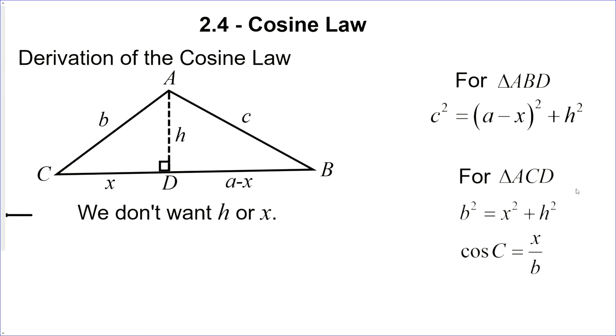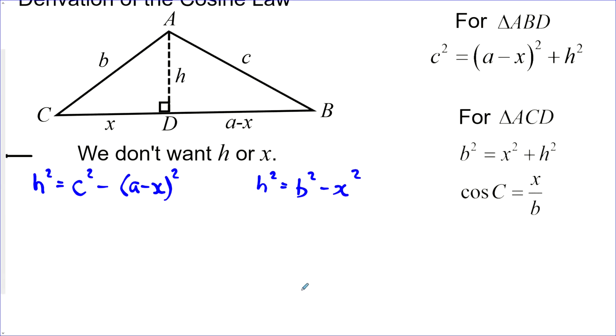We can take those two Pythagorean theorems and set them equal because they both have an h squared term and we don't want the h, so let's do that first. So the first equation here will solve for h squared. So h squared is equal to c squared minus (a minus x) squared. And then the second equation here, we're going to solve for h squared as well. So h squared is equal to b squared minus x squared. Now those two can be set equal and we can get rid of the h squared.